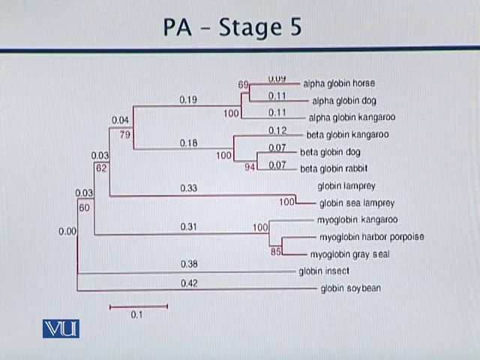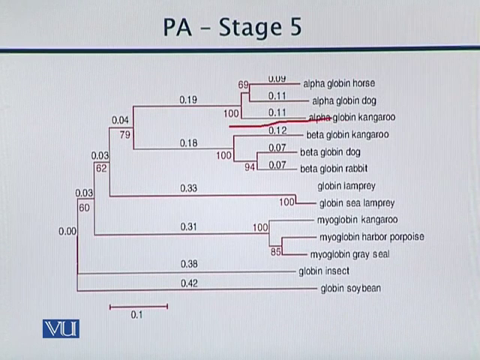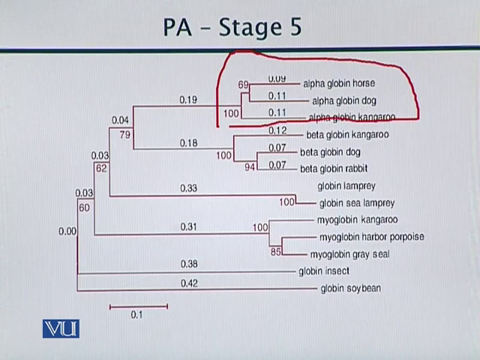What is happening here? If I have these three alpha globins for horse, dog and kangaroo, I will say that this information is 100%. So this generated result is 100 for all these three alpha globins. But if I only look at alpha globin for horse and dog, it comes out 69. So this 100% result is better than 69 based on bootstrapping results.